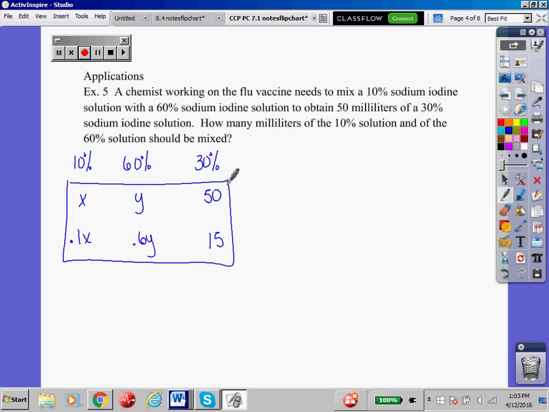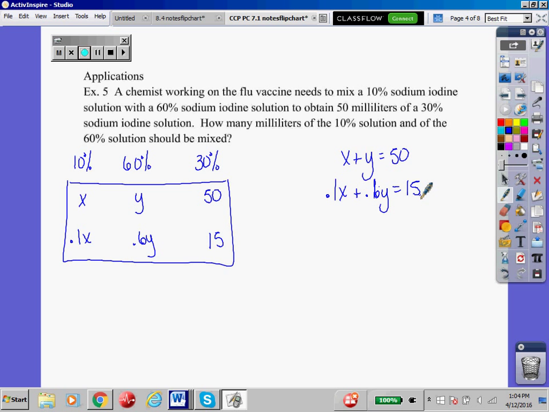So this is sort of like this box that's going to create our system of equations. X plus Y is 50. The number of milliliters at 10% plus the number of milliliters at 60% has to equal the total number of milliliters. Then you take 0.1x plus 0.6y is going to equal 15. So it's actually not that bad.